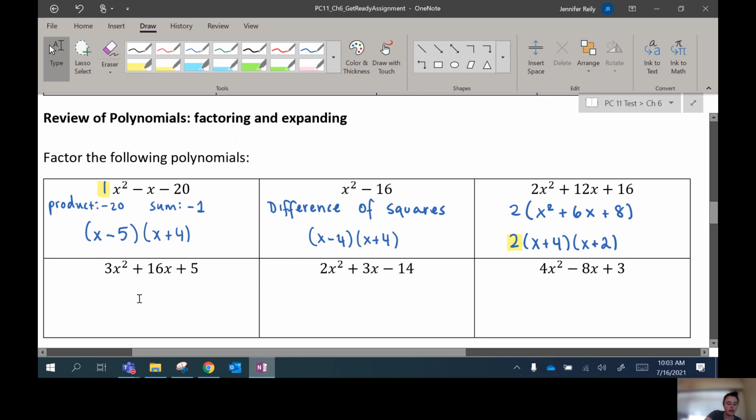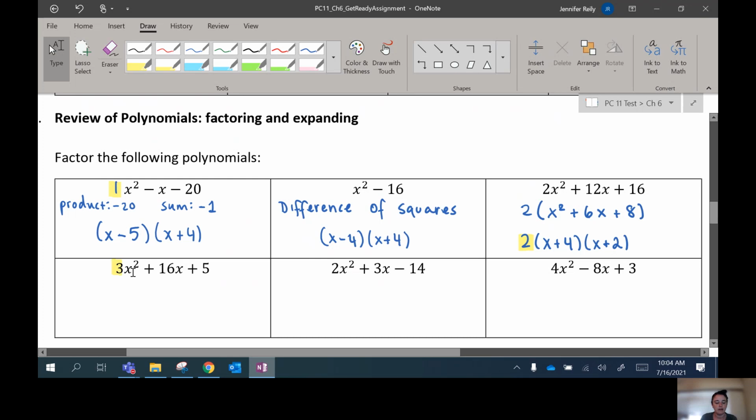Okay, next question. Our leading coefficient is not 1, and there is no common factor to take out because 3 is not a factor in every term. So what we're going to do is you can do this by guess and check, or you can do it by decomposition. I'll do it by decomposition just to review it. So we take the product between the first and the last. So that would be 3 times 5 is 15. And the sum is still that middle term, so 16. So our numbers there would be 15 and 1. So we split up that middle term into 15x and 1x.